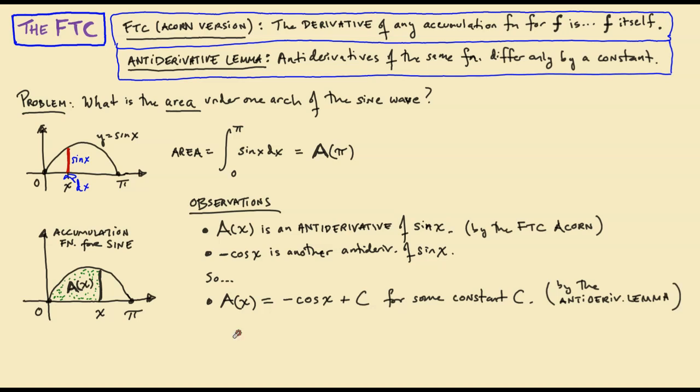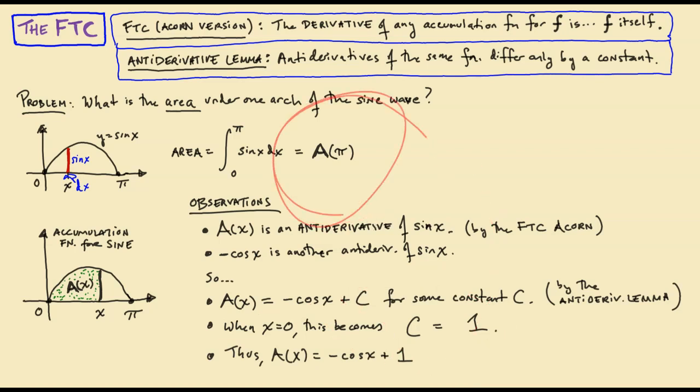Oh, but we do. We know its value when x is 0. When x is 0, this becomes A of 0 is minus cosine of 0 plus that same constant c. But A of 0 is, of course, 0 because there's no area to accumulate. And cosine 0, well, two seconds of thought about the unit circle tells you that that is going to be 1. So 0 is minus 1 plus c, which of course means that c is 1. Thus, what do we know about our accumulation function A of x? It can only be minus cosine x plus 1.